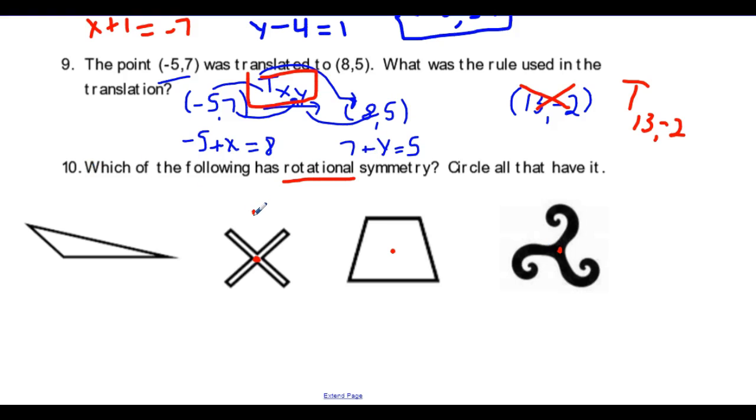We have this one here, and this one here that have rotational symmetry. So 1, 2. Not this one, and certainly not this one. Let's go to the next page.